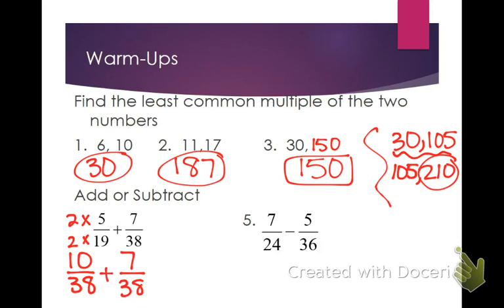Now that we have a common denominator, we can go to our answer. 38. 17/38. Good. We keep the same denominator and we add the numerators. Questions, concerns?